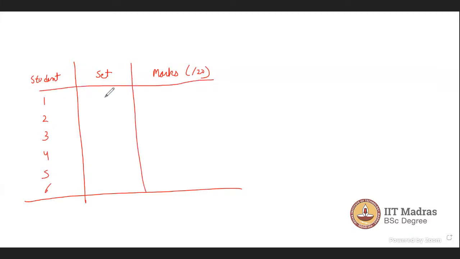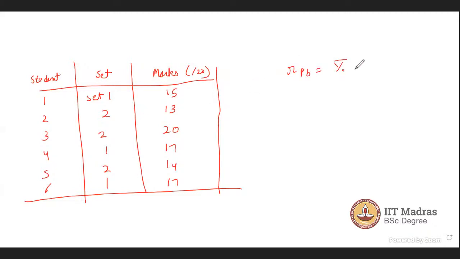This was set 1. Set values were 1, 1, 2, 2, 1, 2, 1. Marks 15, 30, 20, 17, 14, and 17. Yeah, this was the first set question. So the formula we did was (y naught bar minus y1 bar) over sigma x, times the root of p naught p1. Let's just quickly move to the terms first.